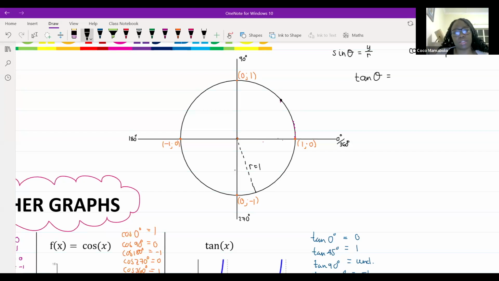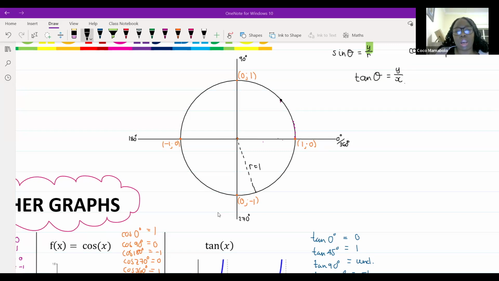It's going to be opposite over adjacent. Opposite is my y value over my adjacent, which is my x value. So tan of theta is going to be the y value over the x value. Okay, thumbs up. Everybody okay with what ma'am's done there? Okay, cool stuff. So tan of theta will be y over x.